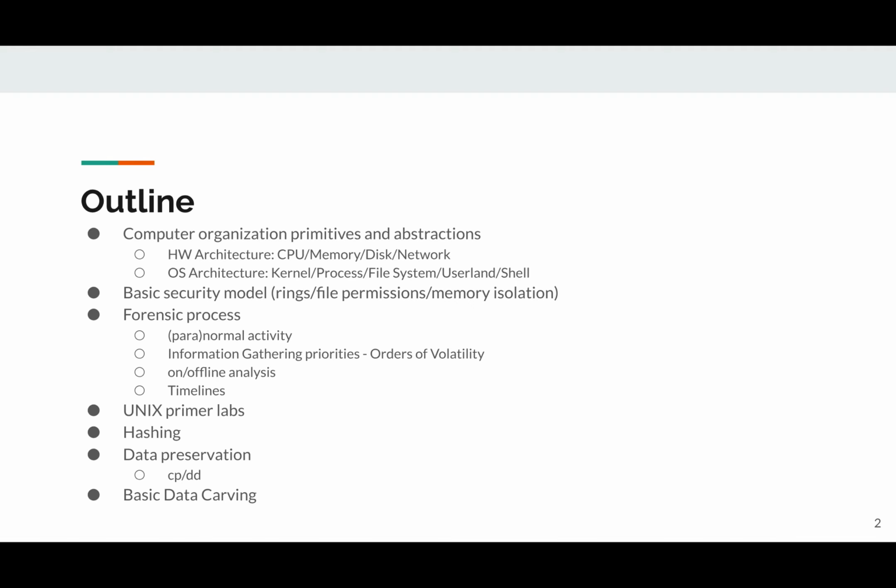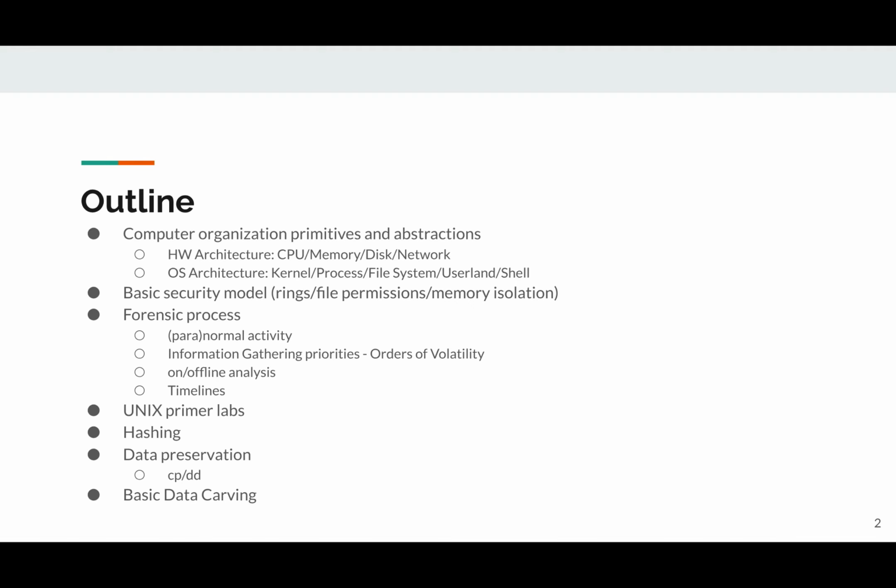We're also going to talk about the security model that the hardware provides, like the rings. We're going to talk more about the permissions that you can assign on a file, or the way that you can isolate memory from one process to the other.